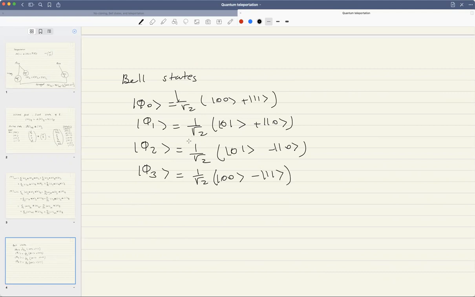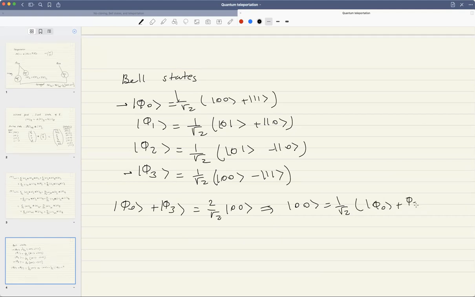So from this, we can invert that and write these computational basis states in terms of the Bell states. If I take, for example, the first and last one and add them up, I cancel out 1, 1. And then I find the sum to be 2 over square root 2, 0, 0. So 2 over square root 2 is just square root 2. Then that means that 0, 0 is 1 over square root 2 times phi 0 plus phi 3. Okay.